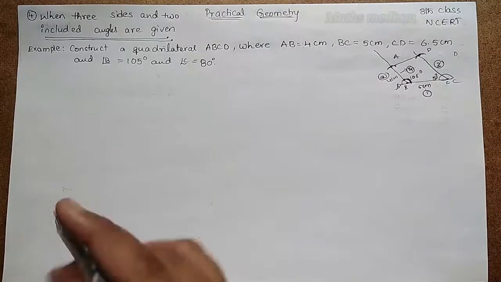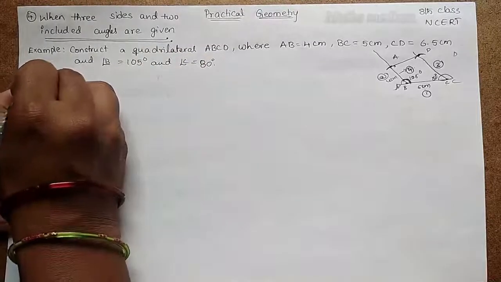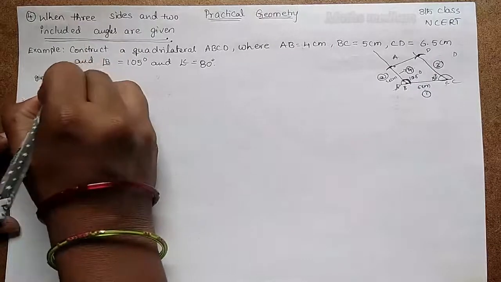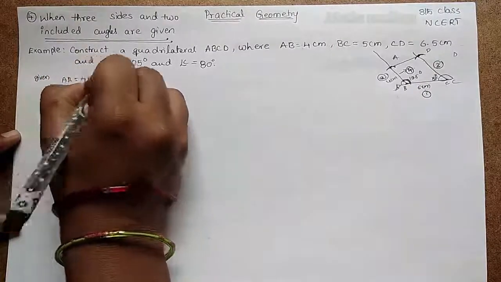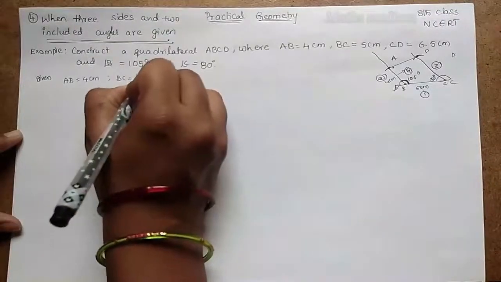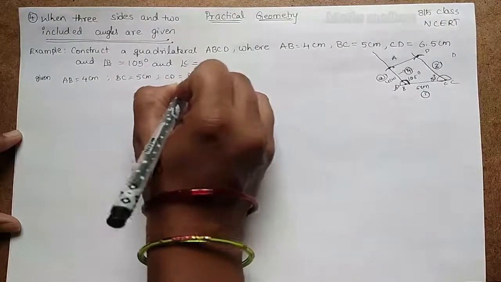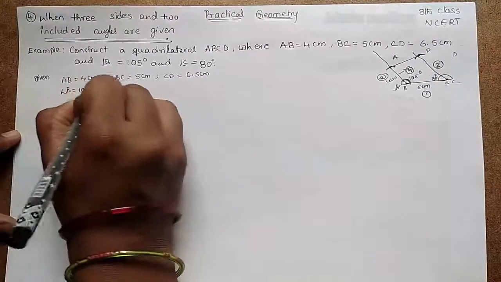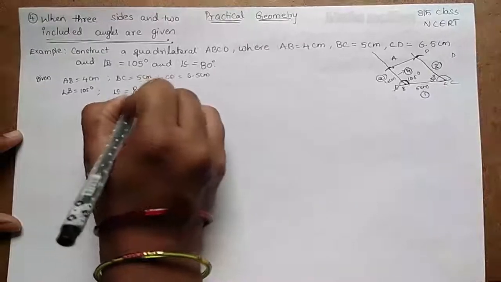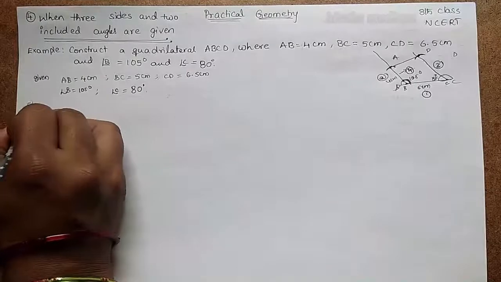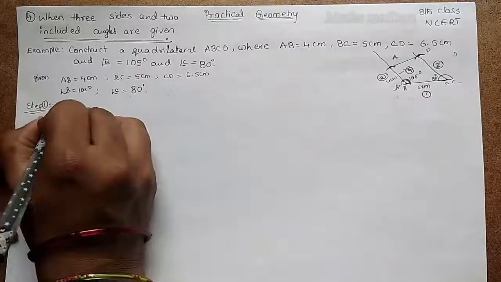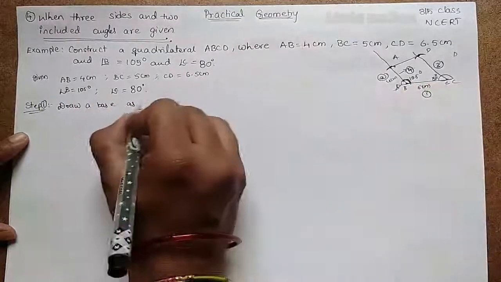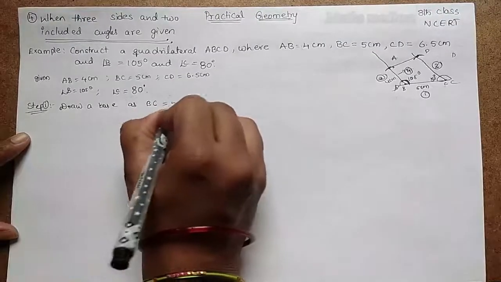Let's move into the step-by-step procedure of construction of a quadrilateral ABCD. So before going into the making steps, we have to write the given measurements. So given AB is equal to 4 centimeters, BC is equal to 5 centimeters, CD is equal to 6.5 centimeters, and angle B is equal to 105 degrees, and angle C is equal to 80 degrees. So now step 1. Draw a base as, this is step 1, right? So BC equal to 5 centimeters.